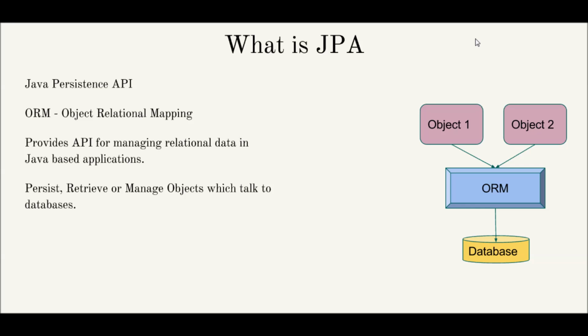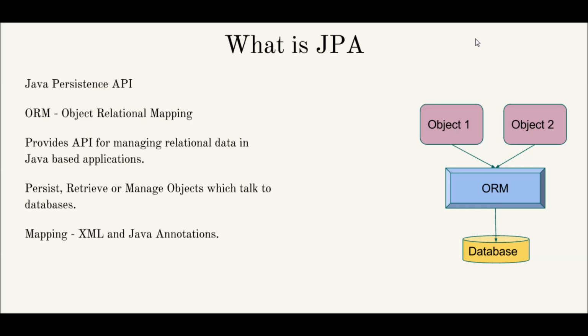That means you can persist Java objects as database rows, or you can retrieve rows and map them to Java objects, or manage the objects which talk to the databases using ORM like JPA. So this mapping between Java objects and database table rows is done with a combination of XML and Java annotations.